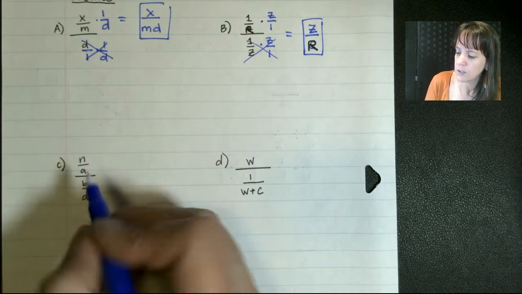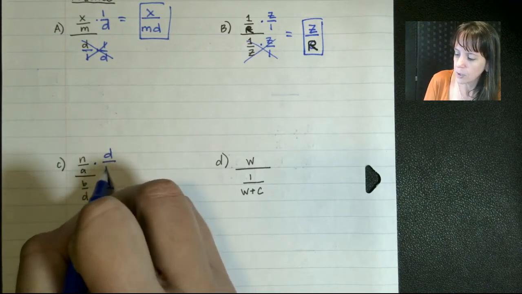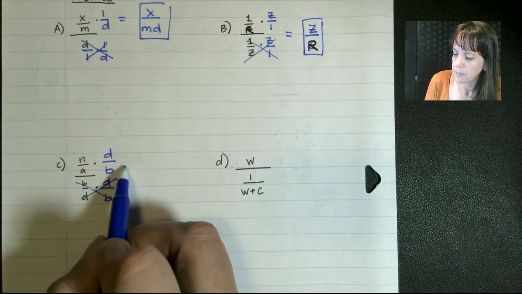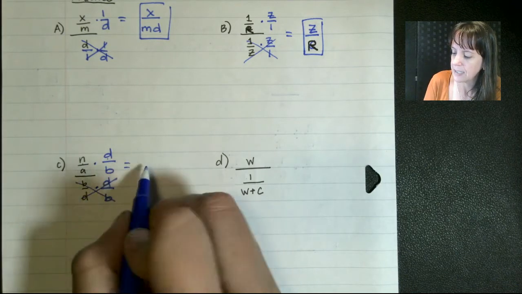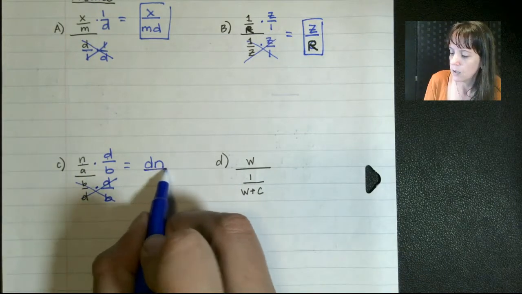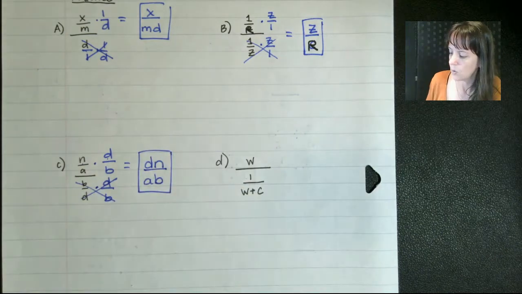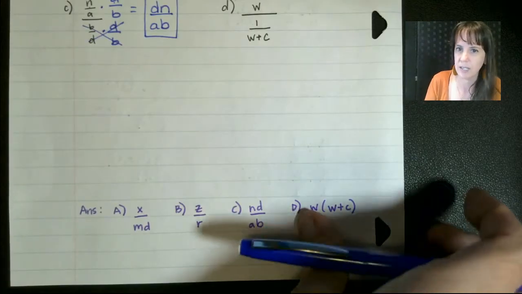Okay, let's do multiply by the reciprocal, d over b times d over b. These guys cancel, and I'm left with nd. I like to put mine in alphabetical order, so dn, but nd works as well. Over a times b is just ab. Okay, so nd, or because you see the answer is nd here.